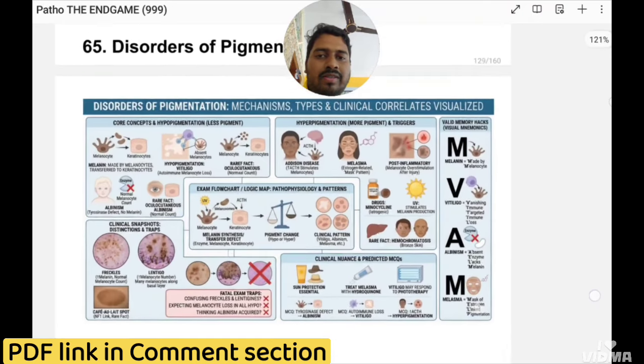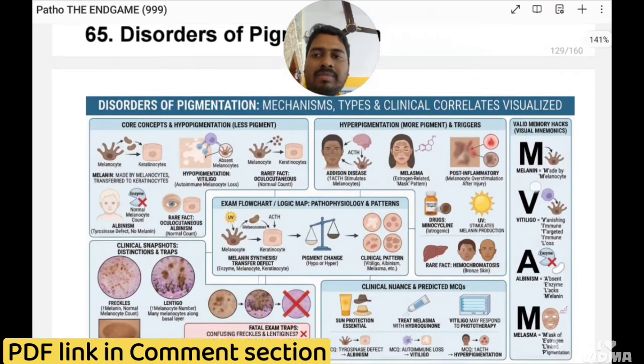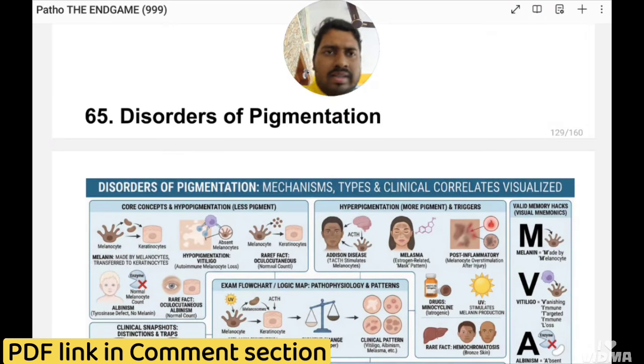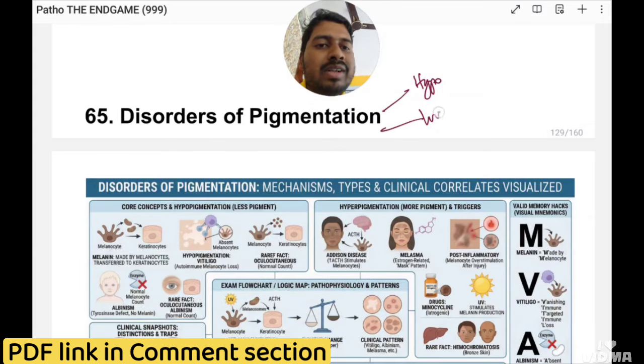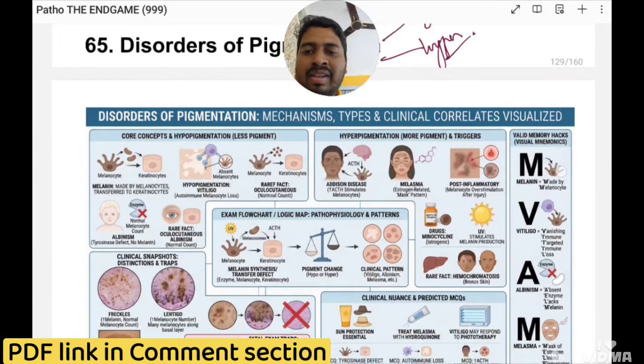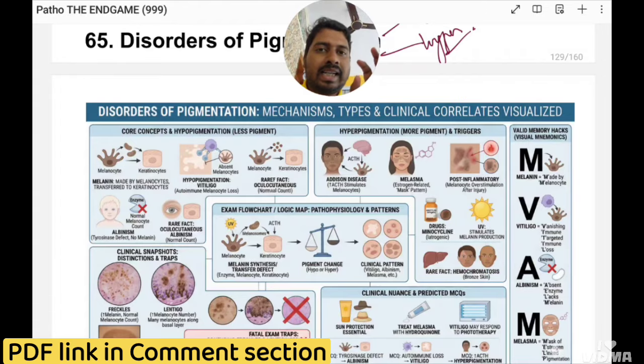Next we'll go for disorders of pigmentation, a more common dermatology topic. Disorders of pigmentation can be hypopigmentation or hyperpigmentation. Both are possible. Now for that you should know what exactly gives pigmentation. You know it is the melanocyte, but it is not directly the melanocytes.